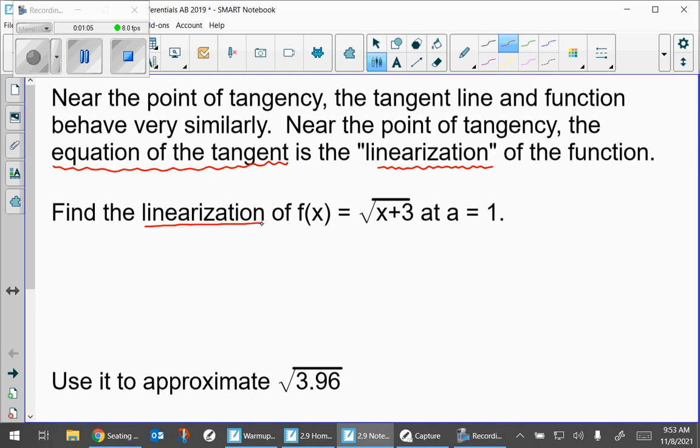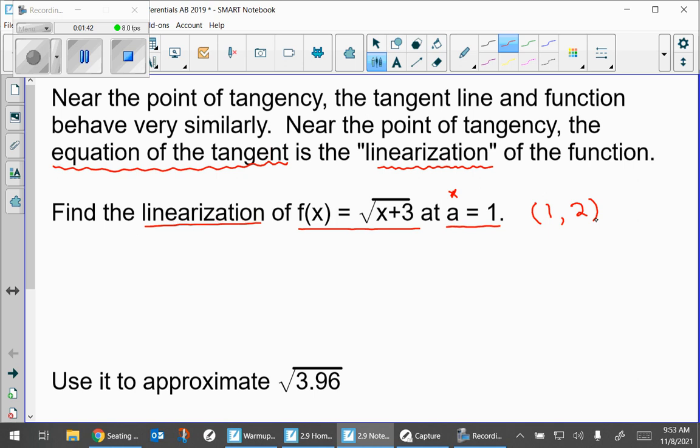Okay. When it says a is 1, what does that mean? A and x mean the same thing. So we're talking about at the point 1, what? What is the y value when x is 1? 1, 2. That's the point we're talking about. We want the equation of the tangent at (1, 2).